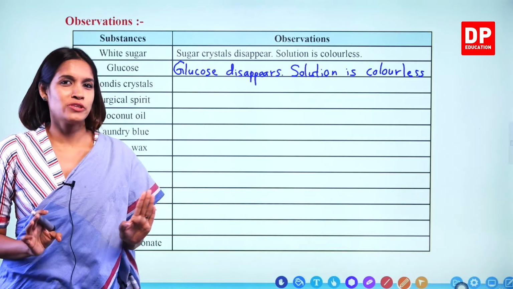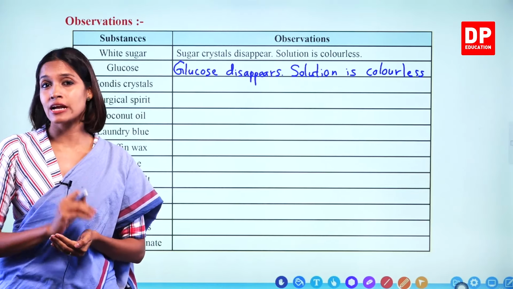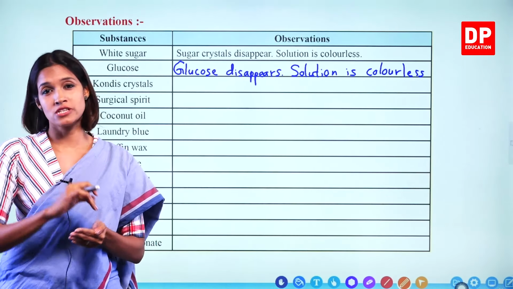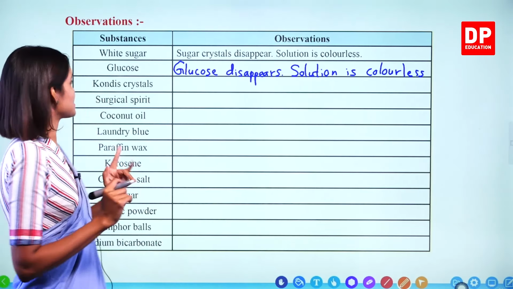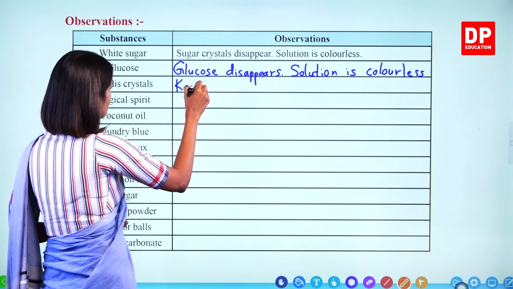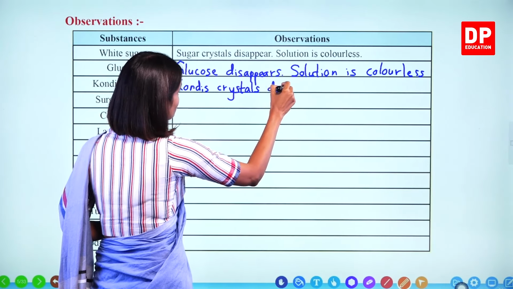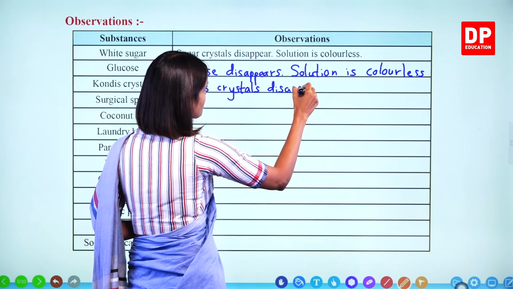Okay. Condy's crystals. Now, Condy's crystals, I know that it's difficult to find at home, but you observed when I was doing this one. Condy's crystals are purple color crystals. What happened when I added some Condy's crystals to water? It nicely dissolves in water. And what was the color of the solution? It was purple in color. We will write Condy's crystals disappear. I will write in short form, purple color solution.